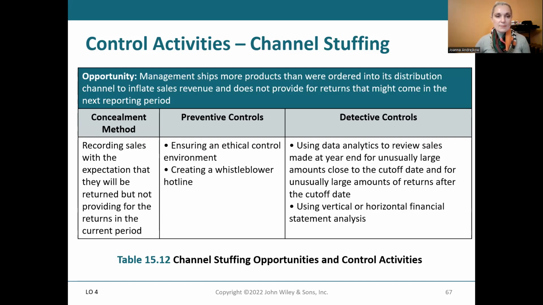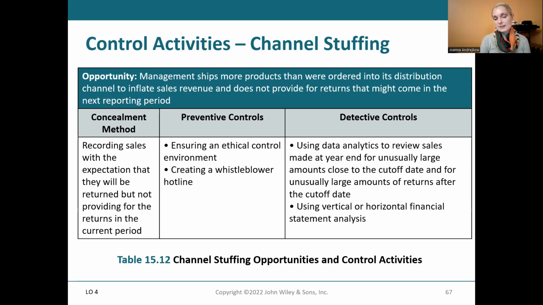Another thing you can see is management ships more products than were ordered into distribution channels to inflate sales revenue and does not provide reserves for the returns that might come. How is this concealed? By recording sales with the expectation that they will be returned, but not providing for the returns in the current period, so not building up that reserve.